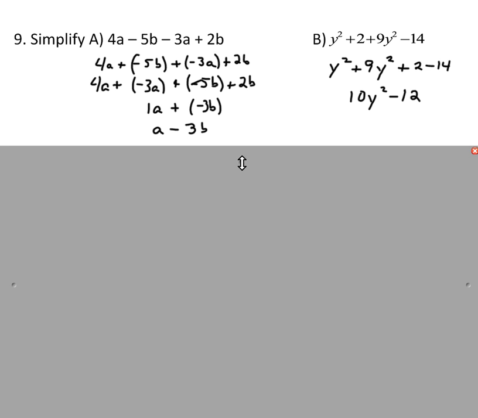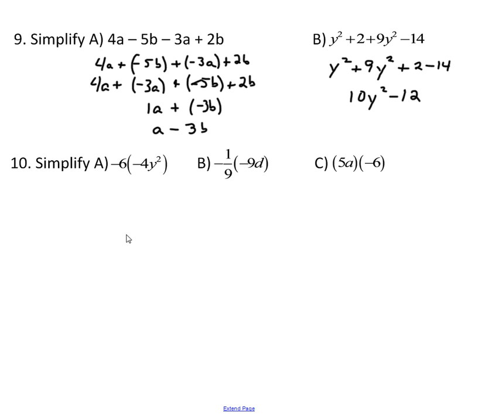So hopefully you're thinking to yourself, well, that's pretty easy. What else could we possibly do? Well, let's try a few more. Right here, we're going to combine these terms. Well, we have negative 6 times negative 4y squared. And I'm going to justify what I do right here using my properties of algebra.